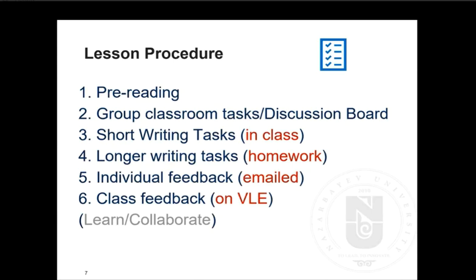Okay, so that was the kind of structure. It was on the Learn Collaborate platform. So the Collaborate was the kind of live, the synchronous session. Learn was the asynchronous.